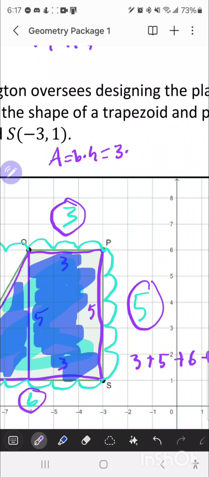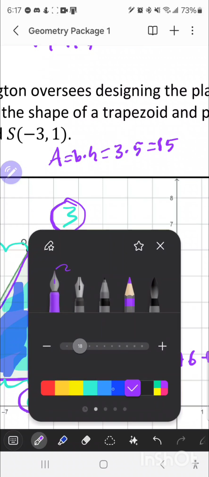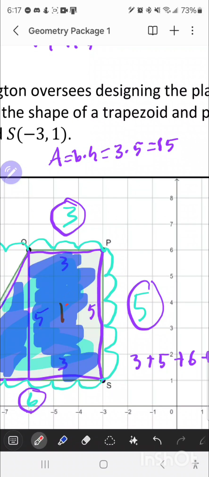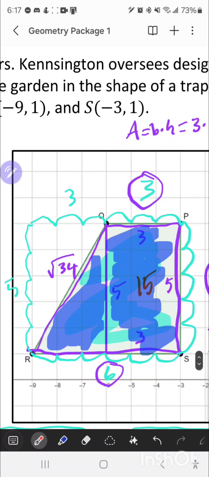Wait, 3 times my height is 5. So 5, and 3 times 5 is 15. Now the area of this is going to be 15. Okay, now what about the triangle?